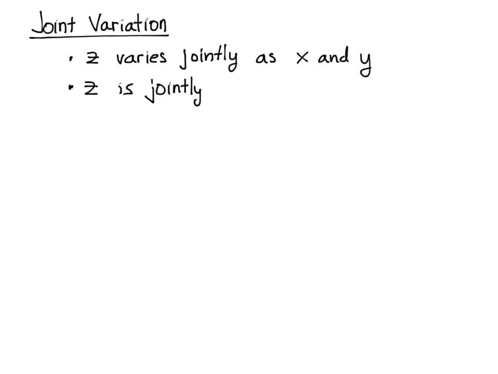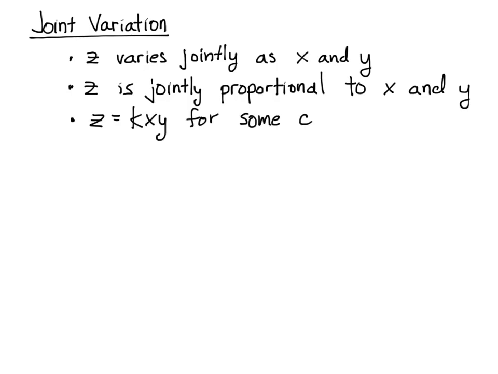You can say Z is jointly proportional to X and Y. And the way it looks in an equation is Z equals KXY for some constant K. So here you can have more than one factor involved and you get something.